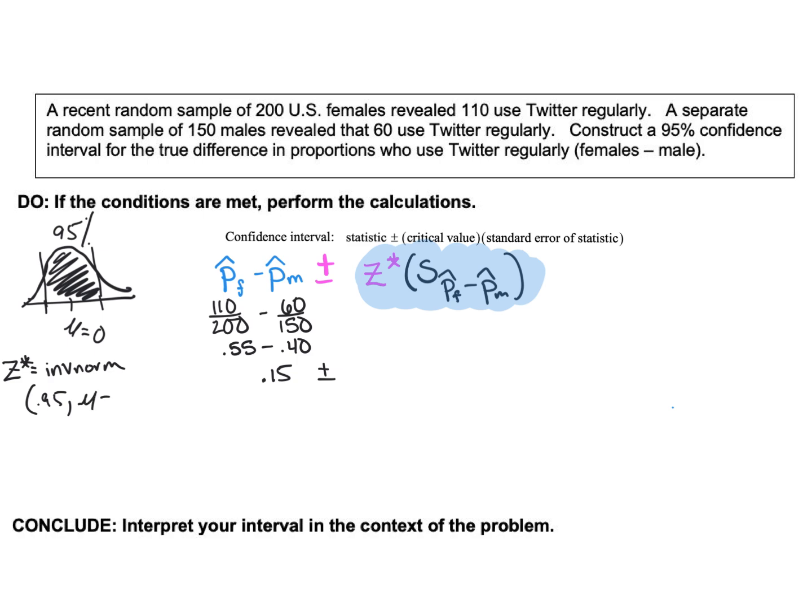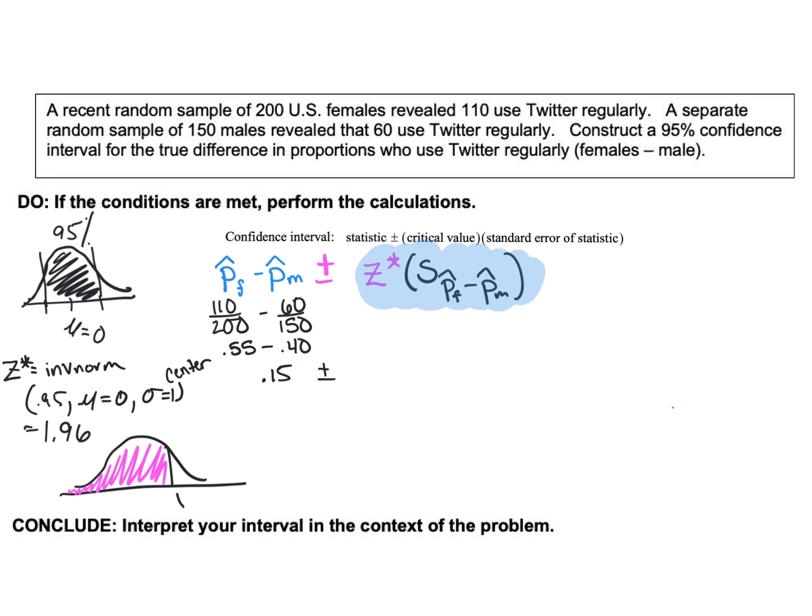Where I use 0 for my mean and 1 for my standard deviation, and I get 1.96. Just a quick note, if you don't have my calculators where it says center, your inverse norm is not going to give you the middle area, okay? Most calculators give you this left area.